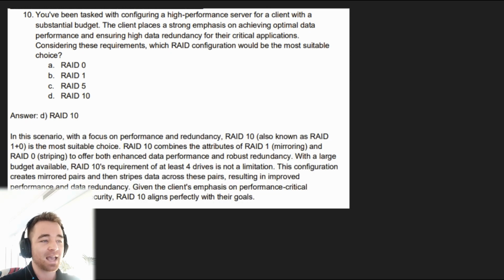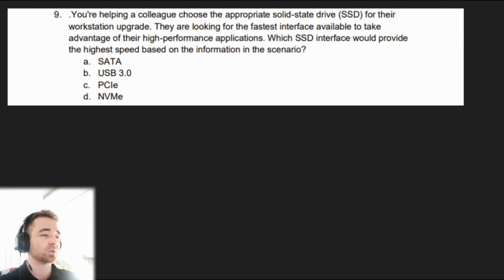The answer is RAID 10. So they said they had a big budget, a substantial budget, and they wanted optimal data performance and redundancy. So that's going straight to RAID 10. Make sure you know the differences in your RAIDs and you're able to offer the correct solution to someone based on their description of what they need.